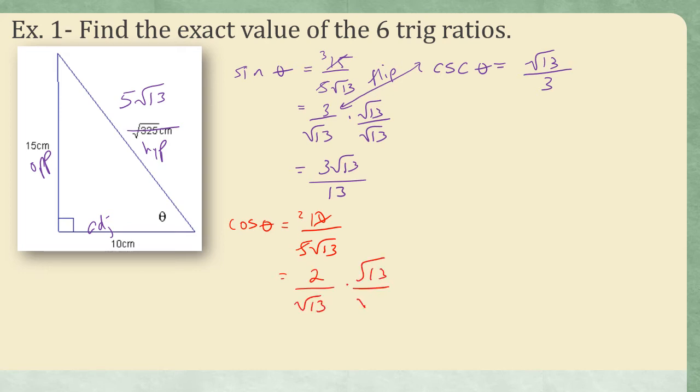Get rid of that radical in the denominator. That leaves us with 2 root 13 over 13. And then the reciprocal, secant, would be root 13 over 2. And again, all I did was flip that.